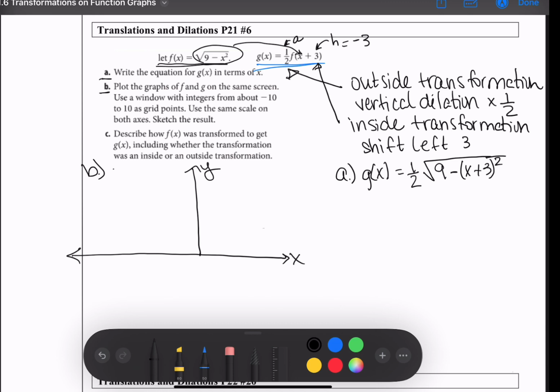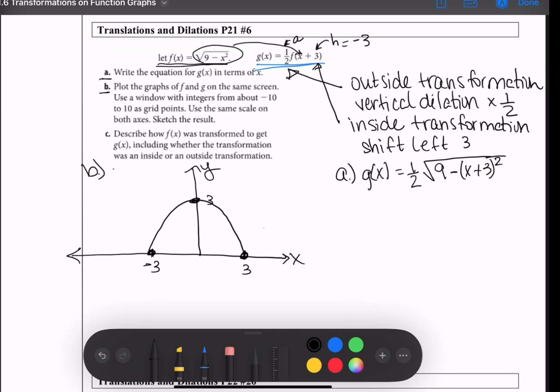So again, I plug in 3. I get 0. I plug in -3. I get 0. I plug in 0. I get 3. It's actually a curve. Looks like that. No negative outputs.